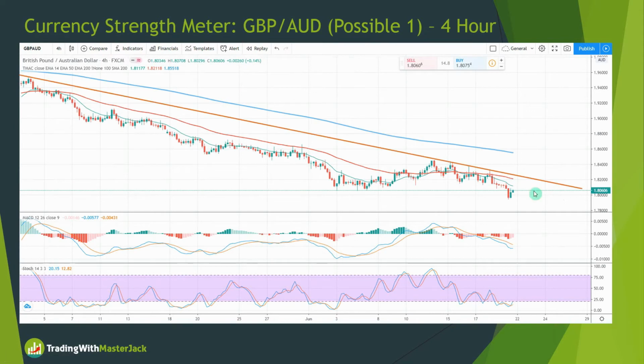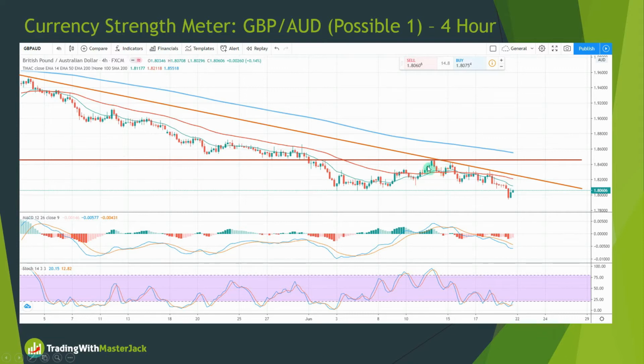Going on to the 4-hour chart, there's that trend line again. What we're basically going to be looking at, because we're going to hold a short bias, is opportunities to sell. So we've got our resistance line there. That was previous support that had broken through and become resistance.